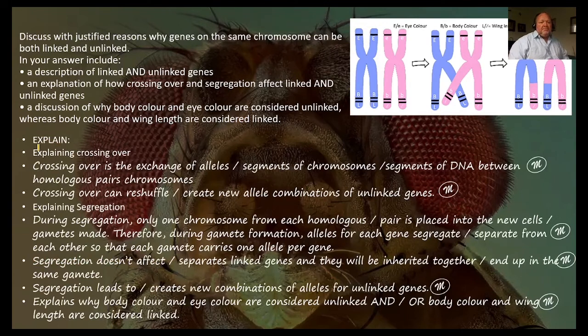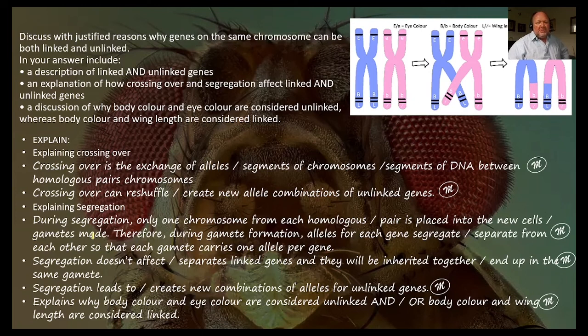Okay, so you're explaining now crossing over is the exchange of alleles or segments between the homologous pairs of chromosomes. And with your previous section, you will get your M there. Crossing over can create new allele combinations or new recombinant chromosomes. During segregation, only one chromosome from each homologous pair is placed into the new cells. Therefore, during gamete formation, alleles of each gene segregate, or are separated from each other, so that each gamete carries only one allele per gene.